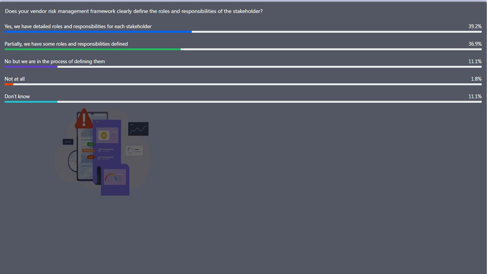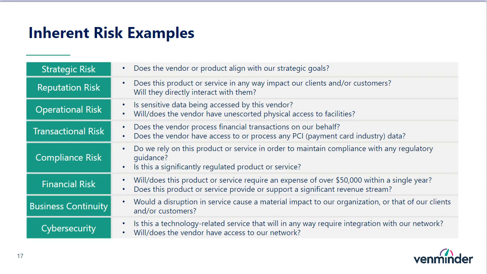Okay, let's jump right back into our inherent risk discussion for a moment. I wanted to share some examples of how those risks might be considered and translated into your inherent risk questionnaire. Again, I'm not going to go through everything, but I wanted to point out a few in particular. So, questions you might ask about compliance risk. Do we rely on this product or service in order to maintain compliance with any regulatory guidance?